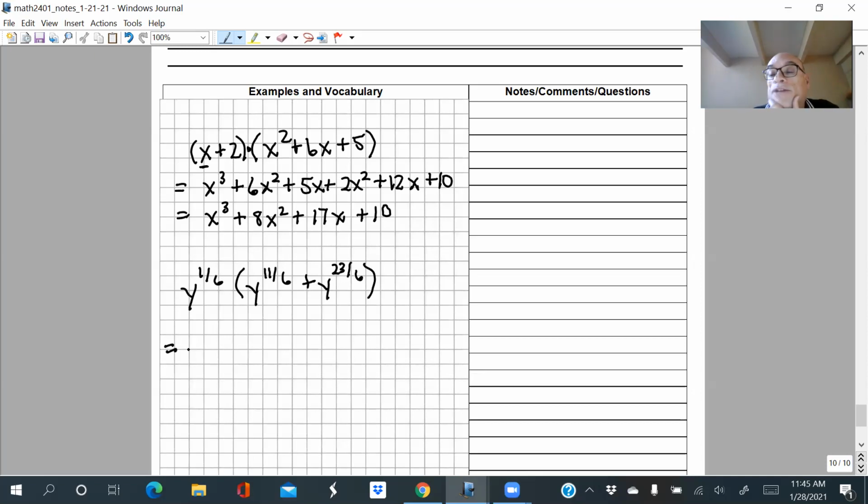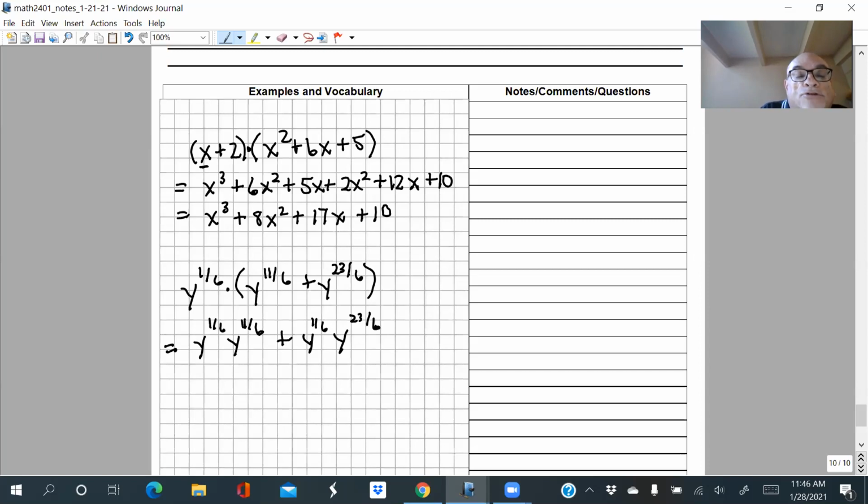All right. But again, we're simplifying, right? So that means we're carrying out the operations that we can by hand. The key operation here is going to be this multiplication, again, implied by the parentheses. So you just distribute. You take y to the 1/6 and multiply it by both terms inside the parentheses, right? So you have y to the 1/6 times y to the 11/6, and then plus y to the 1/6 times y to the 23/6.